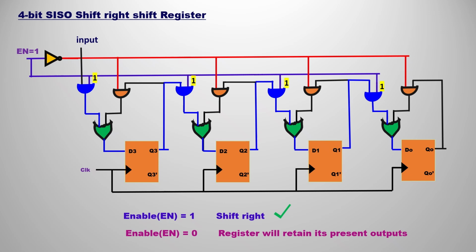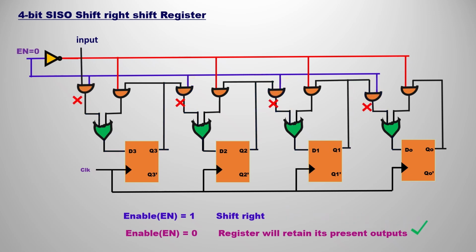The first situation is when enable is 1, we are going to have the shift right. How does the shift right happen? If you see the blue highlighted AND gates directly, the first blue highlighted AND gate, starting with the input, is going to the first D3 flip flop. Then again it is traversing to the D2 flip flop. Again it is traversing to D1. Like that again it is traversing to D0. Like that the right shift happens when enable is 1.